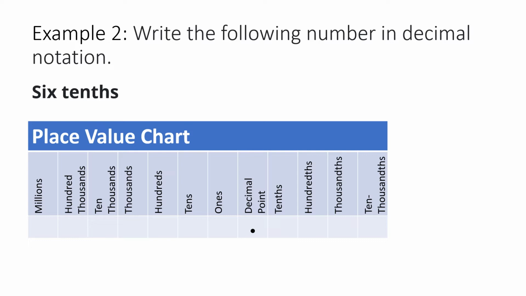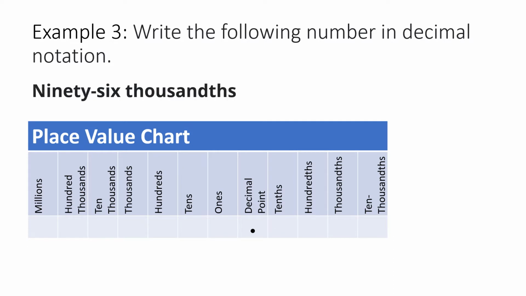So here we have 6/10ths. So I'm going to put my 6 in my 10 spot, and then I am actually going to put a 0 in my 1 spot. That's more proper. You don't always have to have it. It can just be .6, but it's much nicer to be 0.6, and that would be my answer.